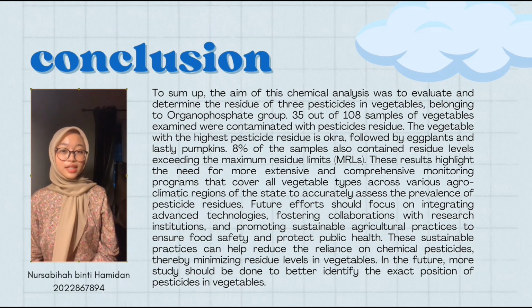These results highlight the need for more extensive and comprehensive monitoring programs that cover all vegetable types across various agroclimatic regions of the state to accurately assess the prevalence of pesticide residues. Future efforts should focus on integrating advanced technologies, fostering collaborations with research institutions, and promoting sustainable agricultural practices to ensure food safety and protect public health. These sustainable practices can help reduce the reliance on chemical pesticides, thereby minimizing residue levels in vegetables. In the future, more studies should be done to better identify the exact position of pesticides in vegetables.